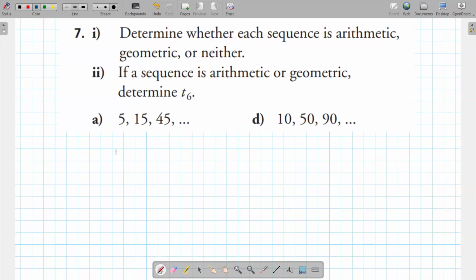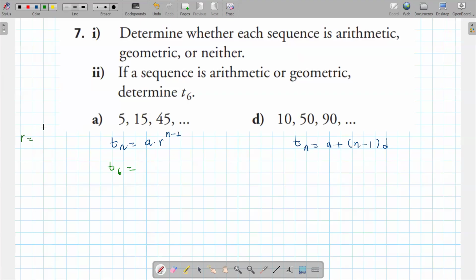The formula for geometric sequence is slightly different. For arithmetic, it was Tn equals A plus n minus 1 d. For geometric, it's Tn equals A times R to the power of n minus 1. So it says find T6. How do we find T6? Is R the number we're multiplying by?